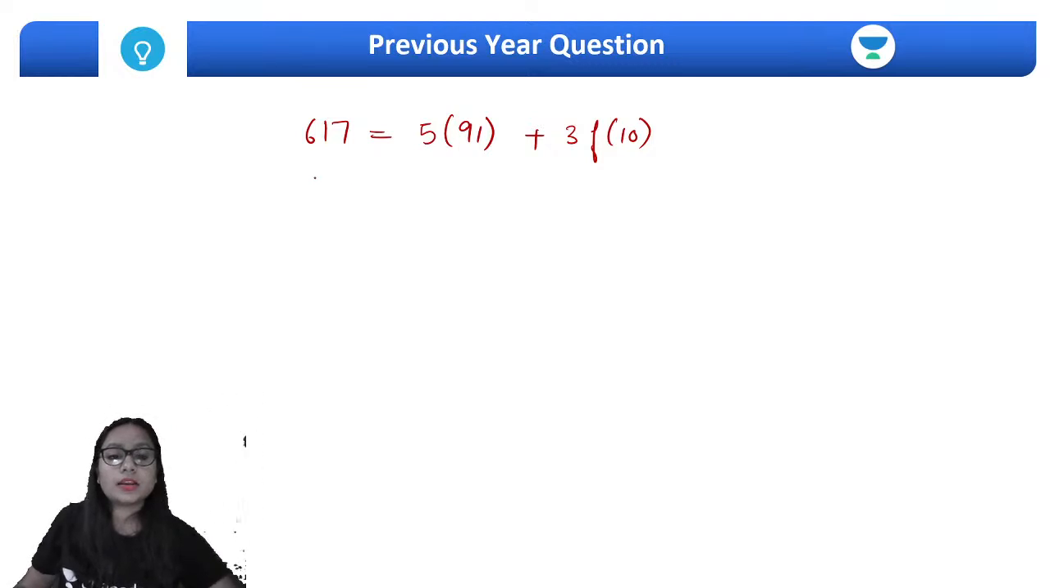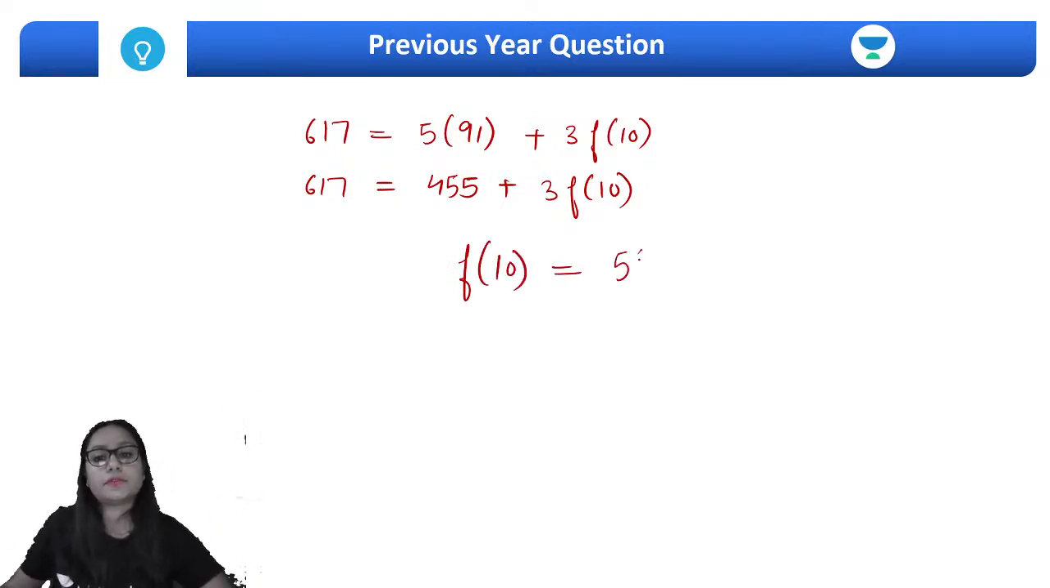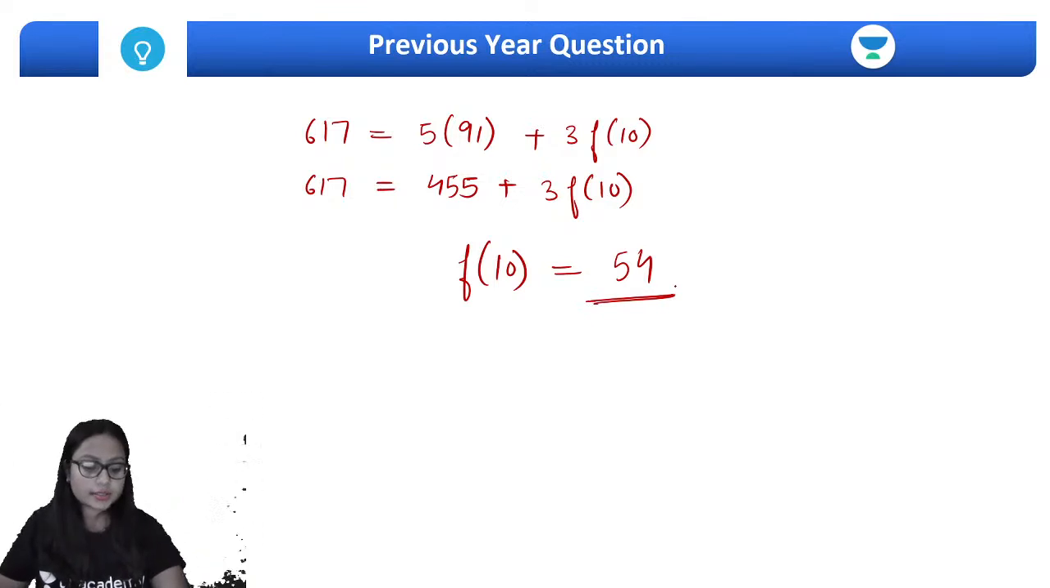So this will be equal to 617, which is 455, plus 3 into f of 10. So if I simplify this equation, we can get the value of f of 10 as 54. Hence 54 is the correct answer.